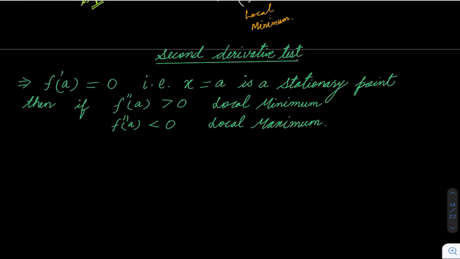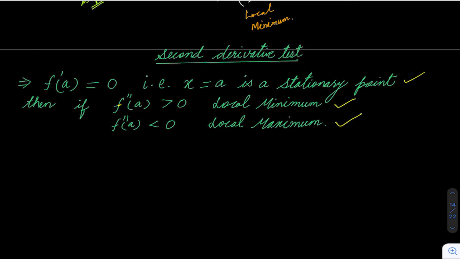Now this is the second way, which is more popular among the students because it is easy to understand. Let's say you have x equal to a stationary point. Then what you do is you find the double differentiation of f and substitute the coordinate a. Then if f double dash a is positive, it means x equal to a is a point of local minima. And if f double dash a, that is double differentiation of f at the point x equal to a, gives us a negative value, then we say that is a point of local maxima.